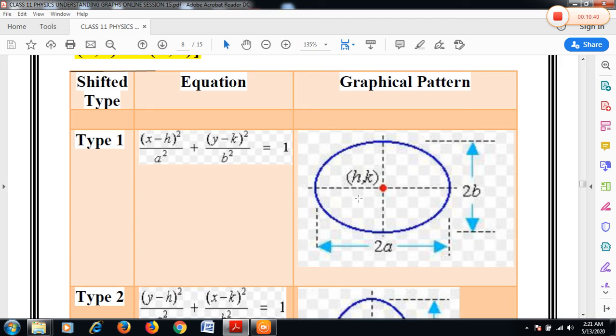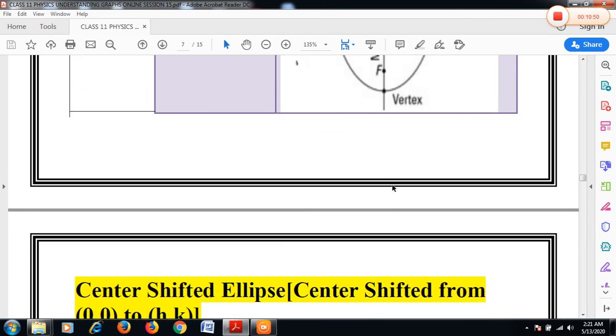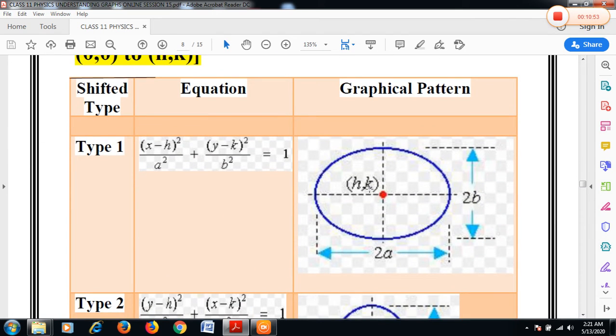Let us have a look at this type of ellipse, type 1 shifted ellipse. This is the ellipse that has the same form as the type 1 standard ellipse. The only difference is that the center lies at (h, k), that is, the center is shifted from (0, 0) to (h, k). All other properties are like the previous one: the major axis is 2a, and 2b is the length of the minor axis.